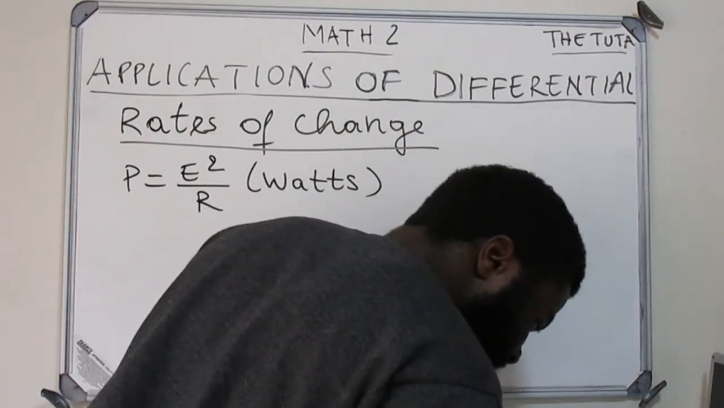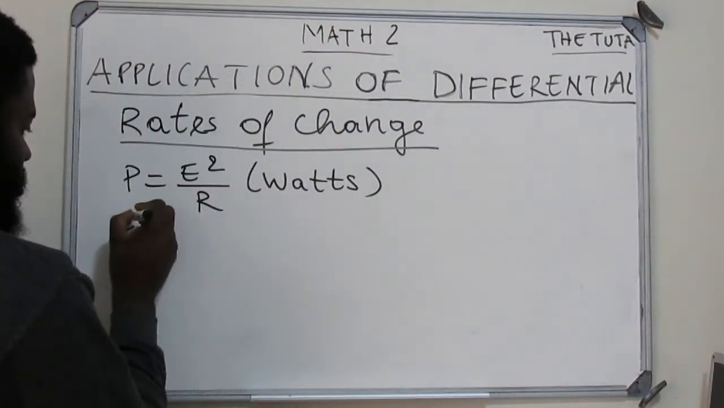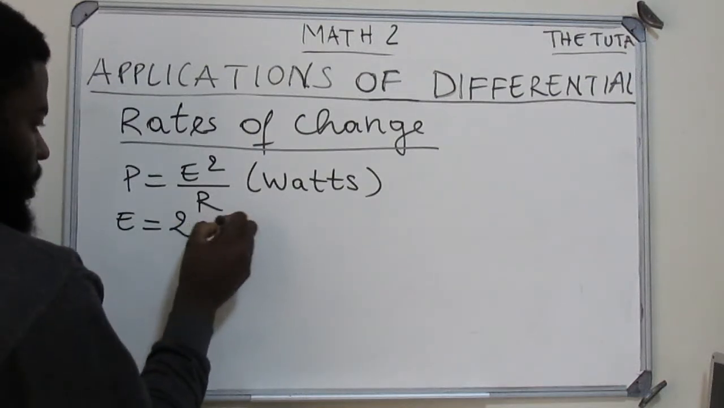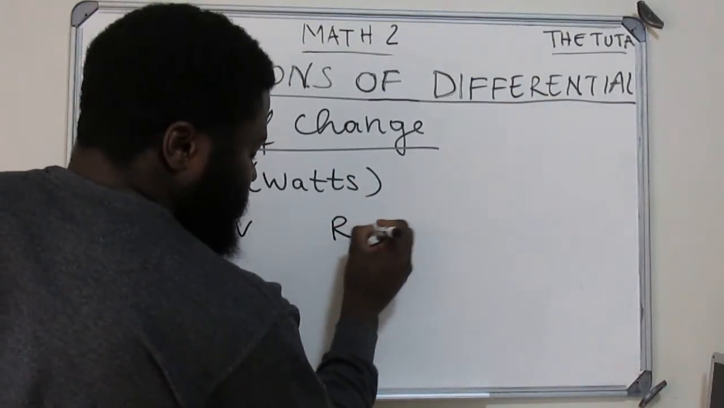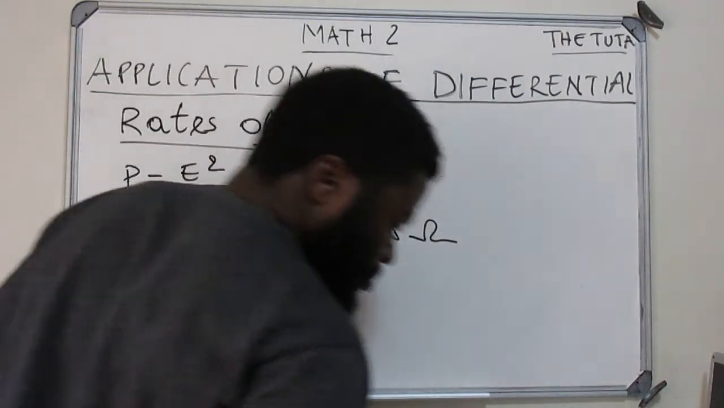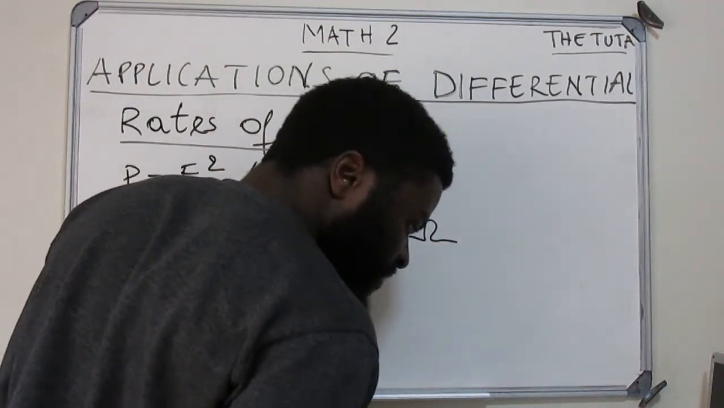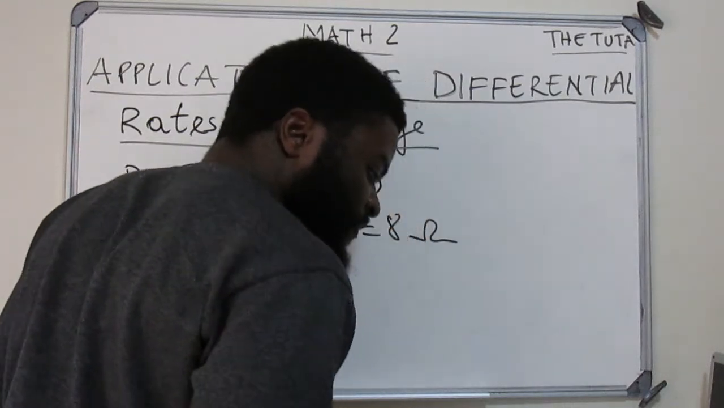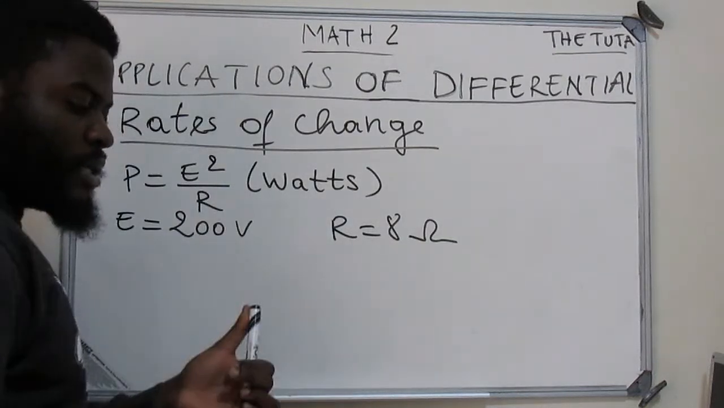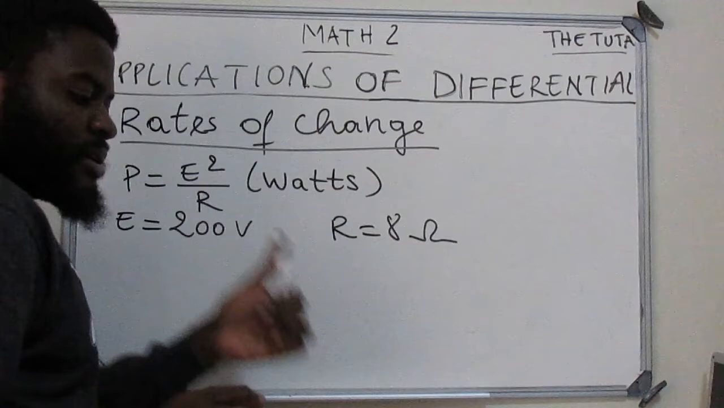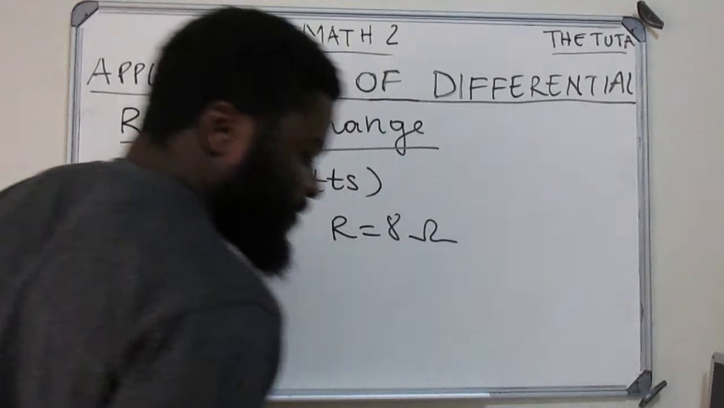Now they carry on, they say if E is equal to 200 volts and R is equal to 8 ohms, by how much does the power change if E is decreased by 5 volts? Now here we're going to deal with decrease and increase. When you see decrease, you say it's going to be minus, and the increase is positive.